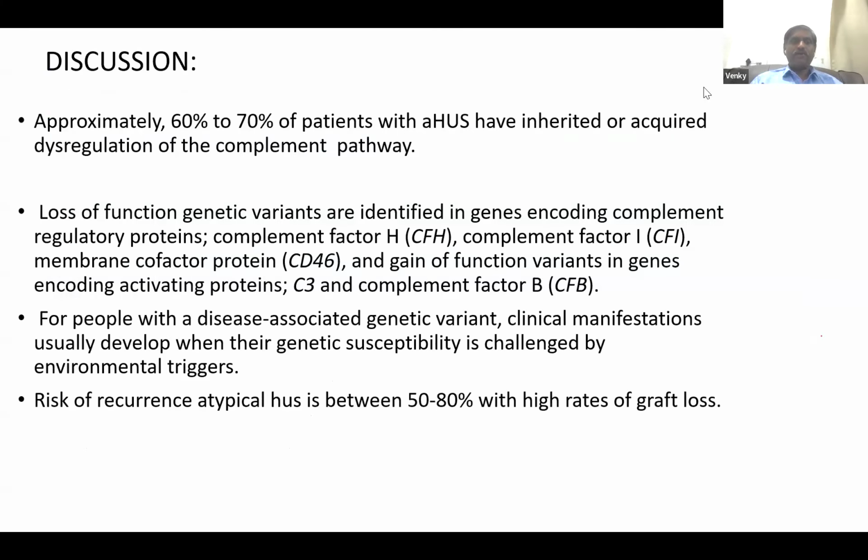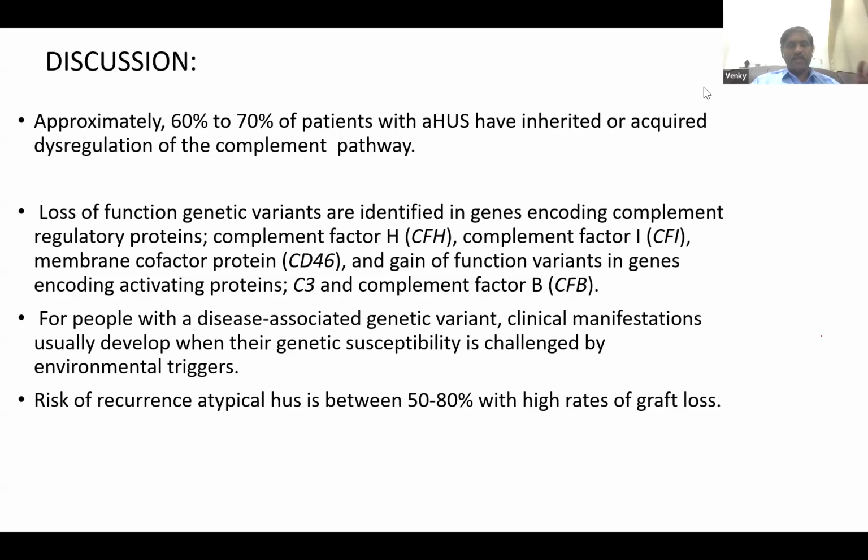So moving to the discussion part. Approximately 60 to 70% of patients who have atypical HUS can have an inherited or acquired dysregulation of the complement pathway. The inherited dysregulation can be either a loss of function mutation in a regulatory protein like complement factor H or I, or a gain of function in gene activating proteins like C3 and factor B.